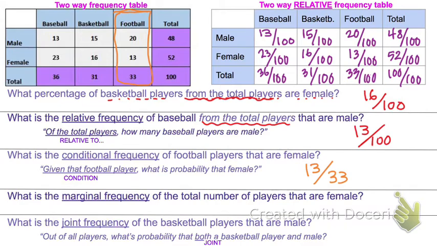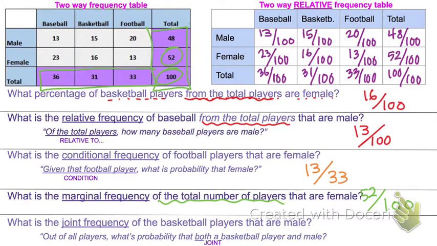Now let's talk about marginal frequency. When I think of marginal frequency, I think of the margins. So we are referring to the margins of our tables. We're referring to these totals. That's always going to be one of our denominators. So this says, what is the marginal frequency of the total number of players that are female? So this is saying of the total number of players, so that means of the 100, how many are female? 52. So it would be 52 out of 100.